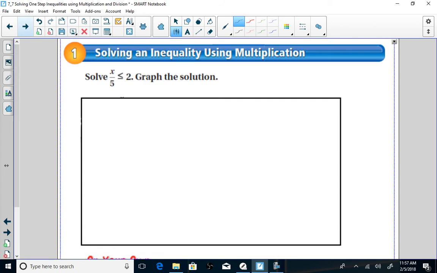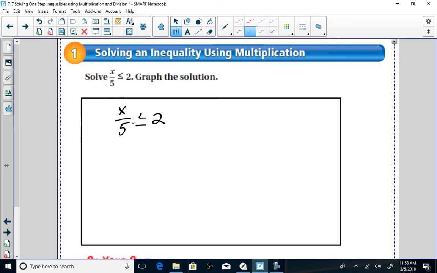Okay? So let's take a look at our first example. All right? I always like to rewrite the inequality, so I'm going to rewrite it here. It says a number divided by 5 is less than or equal to 2. We want to find the values for x that are going to make that true. What number, when we divide it by 5, are you going to get values that are less than or equal to 2? Well, to find the solution, or the solutions of that inequality, I have to use the inverse operation.